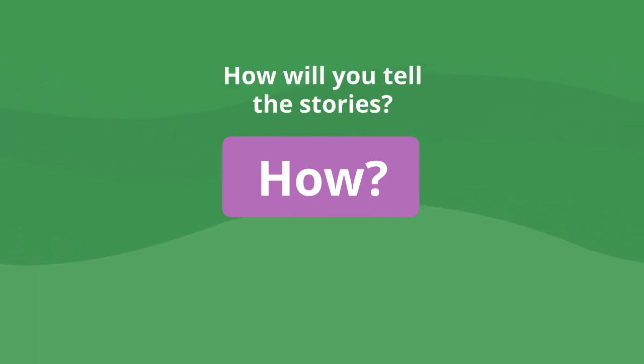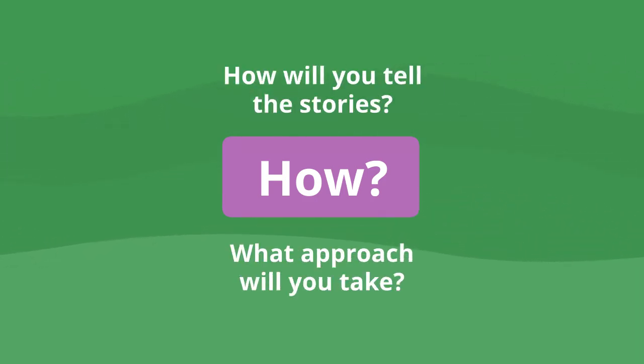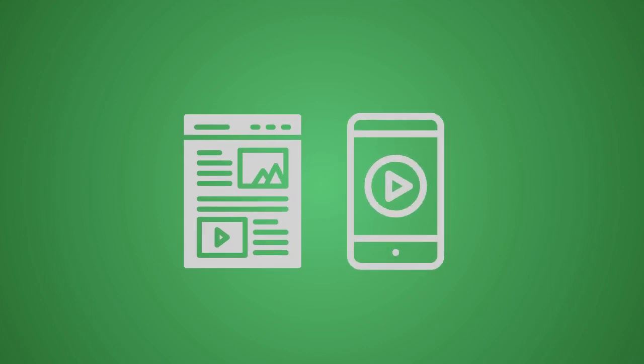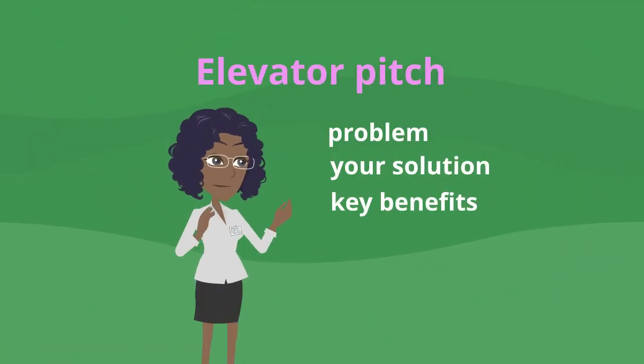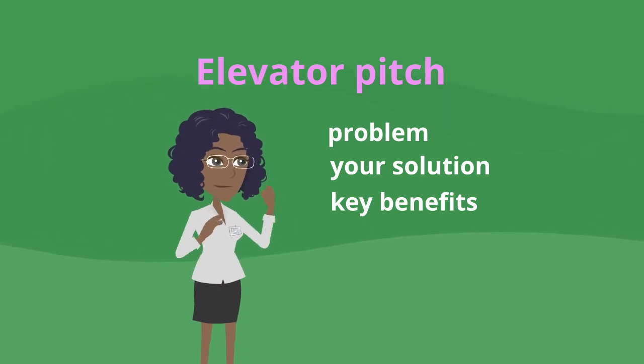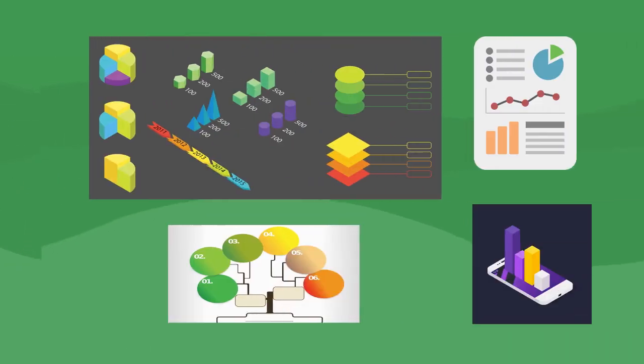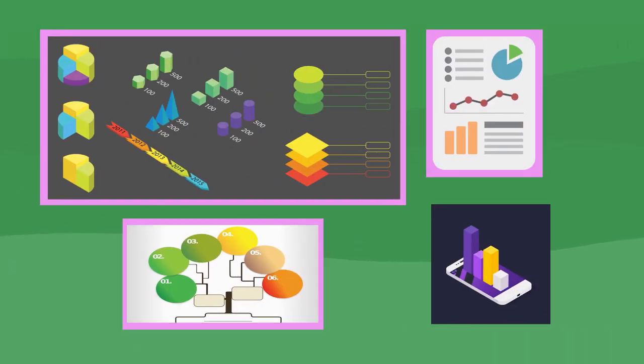You'll also need to consider how. How will you tell the stories? What approach will you take, and what style will be most effective? Should it be a formal report? Maybe it's better as a blog post or a video for social media. You could also consider writing it as an elevator pitch. That's a brief statement of a problem, your solution, and the key benefits. Or you could create infographics, flyers, charts, or visualizations.